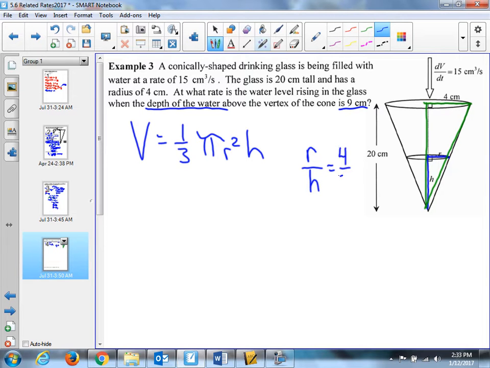Right? Now, like I said, we want to isolate for r so that we could sub in terms of h. 4 over 20 is a fifth. Yeah. And r in this case is equal to 1/5 of the height. So I'm going to put h over 5, okay? I'm going to sub that into my equation.